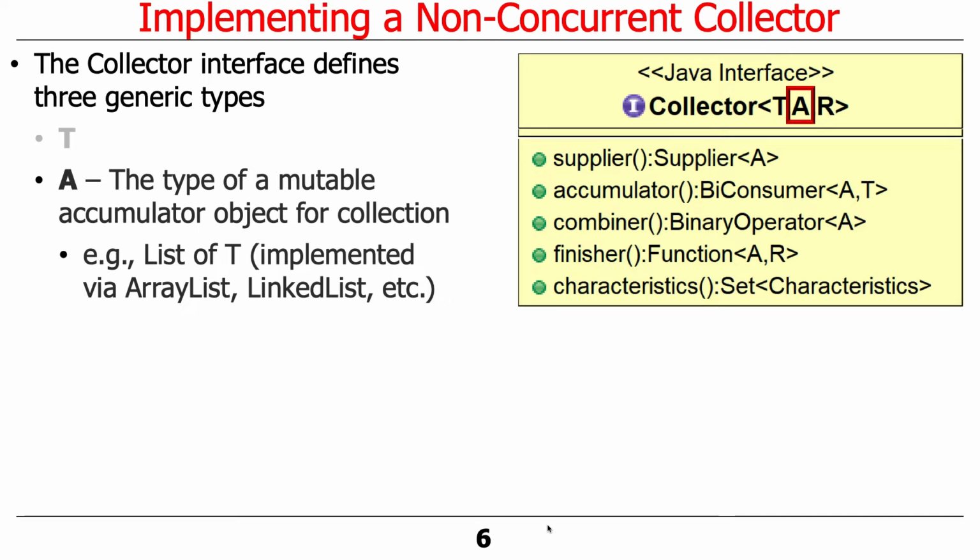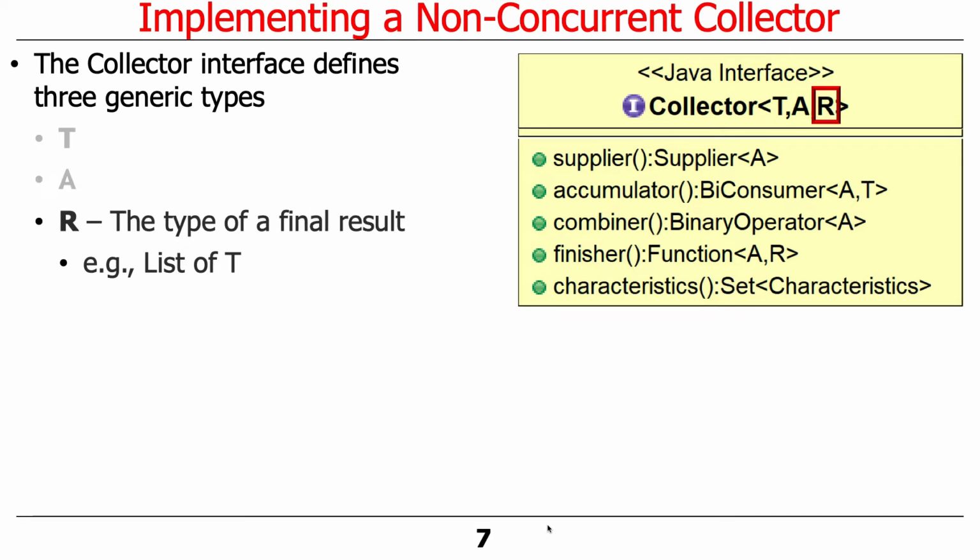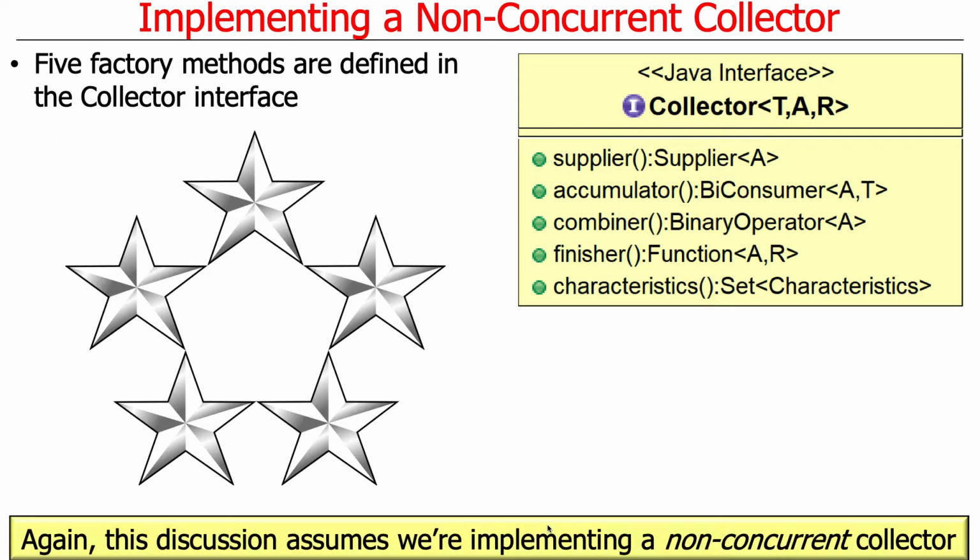Lists are pretty typical. And then the final parameter is the type of the final result, which is often, in many cases, the same as the accumulator type. In fact, sometimes they're one and the same, and we'll talk about that when we talk about what finishers do. But it doesn't have to be the same type. It could be the same type. It's often the same type.